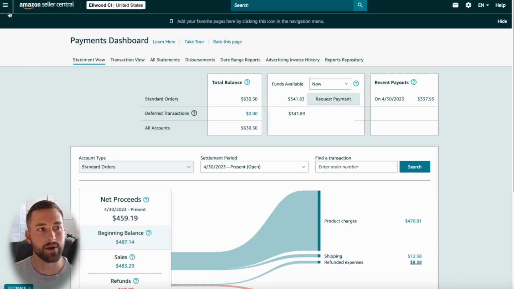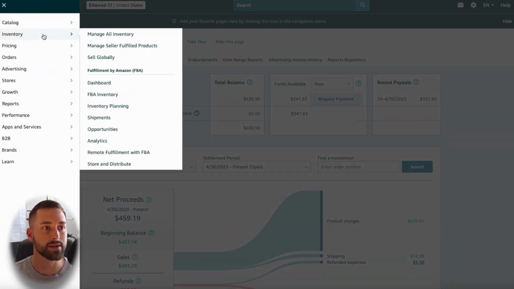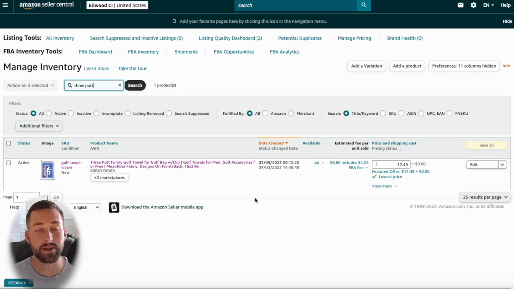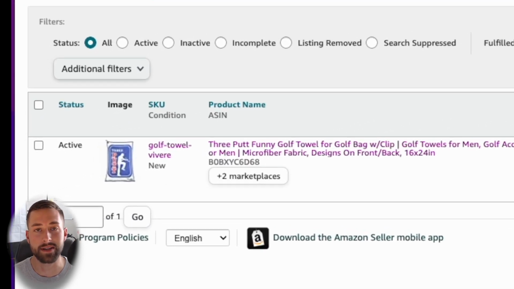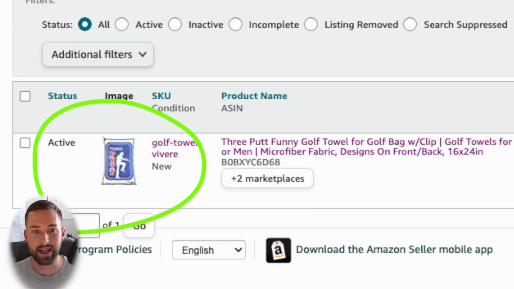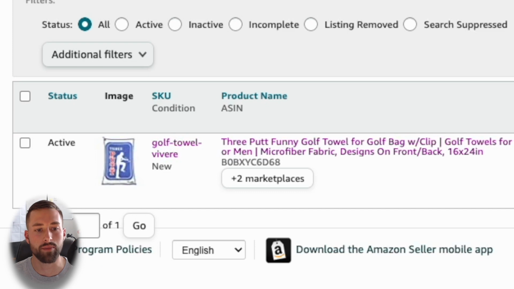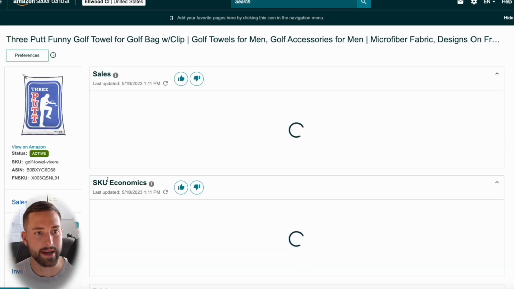Now to start this off, we're going to go to the upper left-hand corner, go down to Inventory, and select Manage All Inventory. Once you're on your Manage Inventory screen, let's locate the product that you want to figure out the net proceeds or net profit for. For this example, I have everything filtered down to this one product, which is this golf towel. And what I'm going to click is the SKU. The SKU is this hyperlink right here under the column where it says SKU. So select your SKU, and it's going to take you to another dashboard.